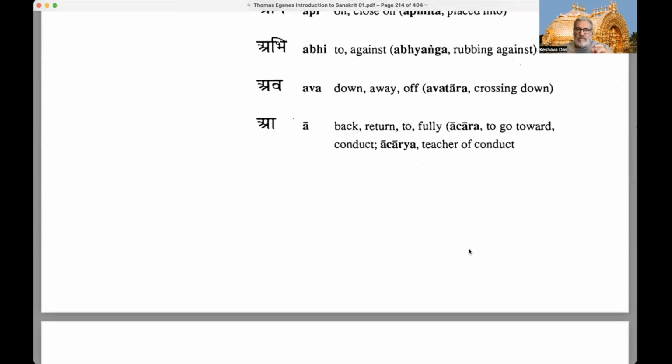Okay, so then we have ava. Ava gives a sense of down or away or off, right? So tara means to cross over, like we have the word mantra or trayate, meaning to cross over in mantra, right? So tara means to cross over, right? So avatara means crossing down. So because ava means down, so avatara, descending or crossing down.